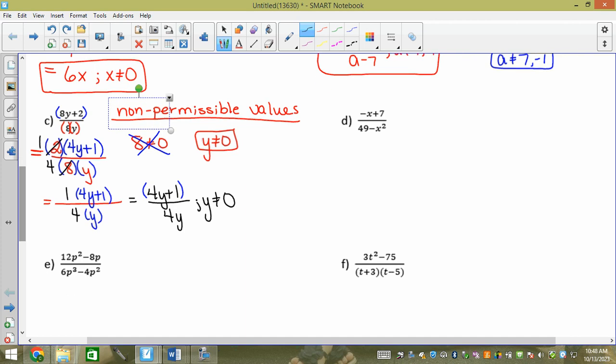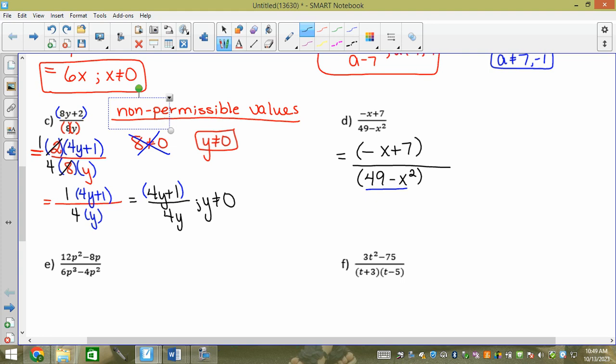Okay, D. I have negative x plus 7. That's a binomial, right? So I'm going to put it in brackets because it's connected. And then I have over 49 minus x squared. Does anyone spot what this is? The difference of squares. 49 is a perfect square. x squared is a perfect square. And there's a minus sign between them. So it's a difference of perfect squares, right?